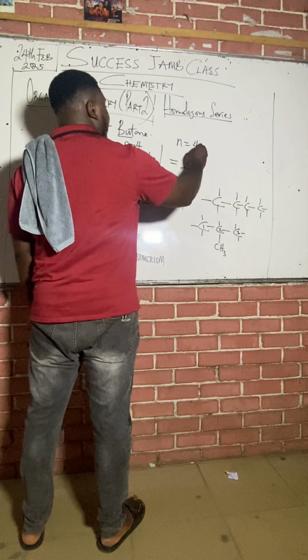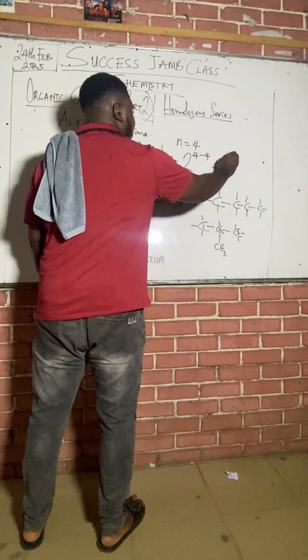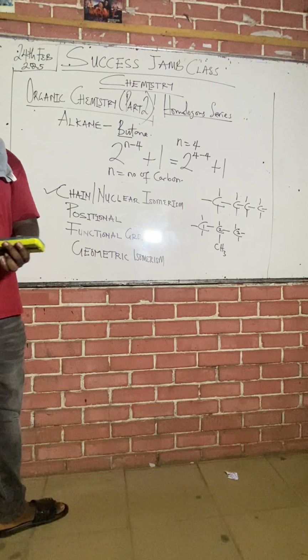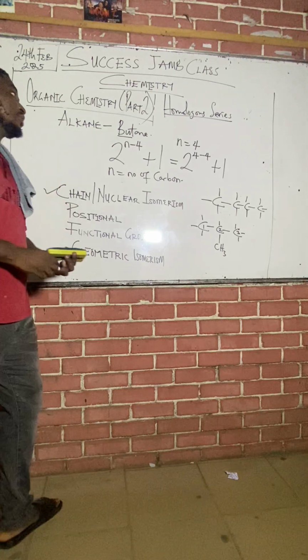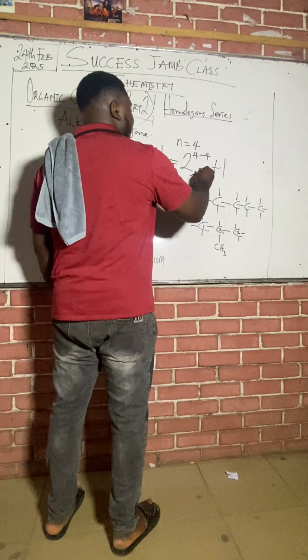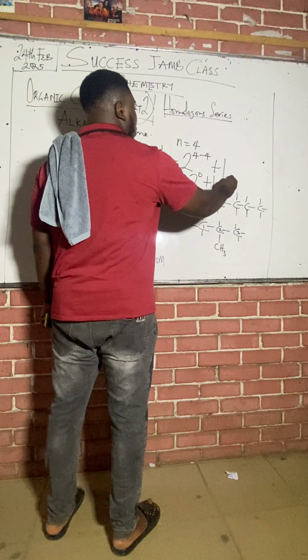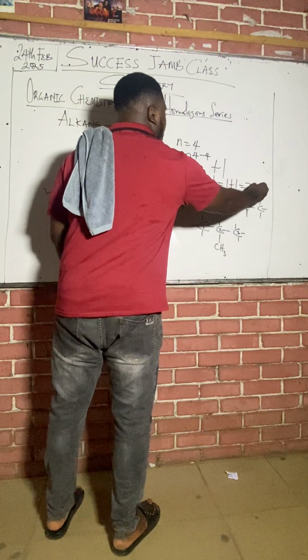We say 2 raised to the power 4 minus 4, plus 1. Now, 4 minus 4 gives us 2 raised to the power 0, which is 1. 1 plus 1 is 2.